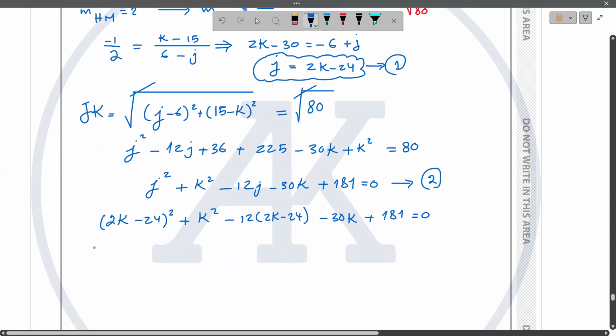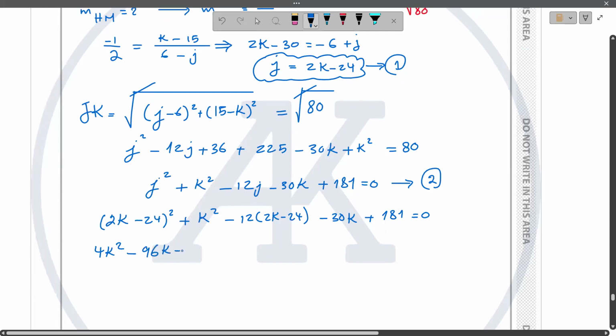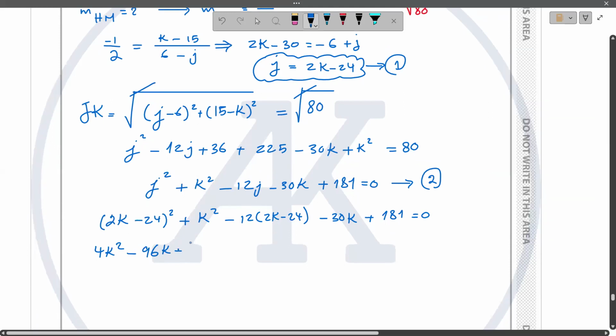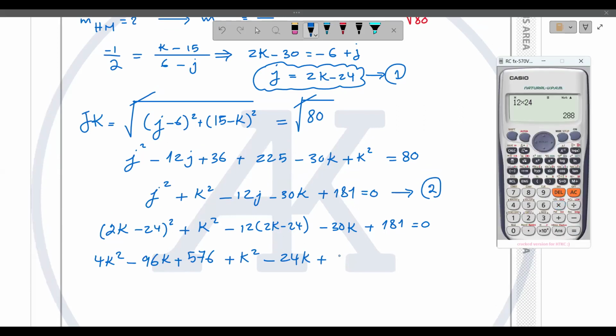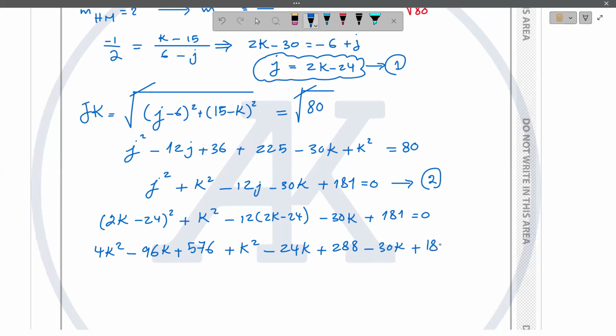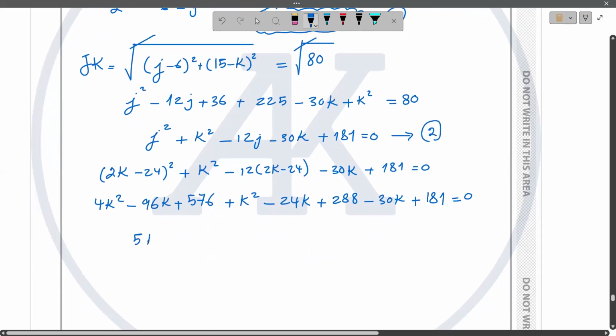Expand and simplify. 4k squared minus 24 multiply 2, it's 96k, minus 24 squared, 576, plus k squared minus 24k plus 12 multiply 24, 288, minus 30k plus 181 equals 0. The k squared together is 5k squared.